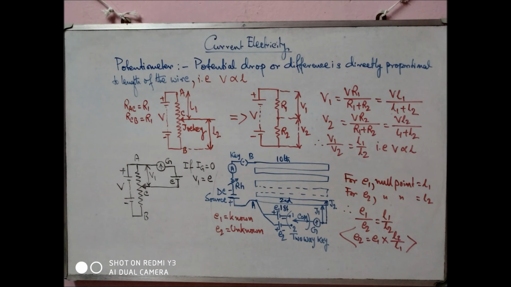There are 10 wires, counting from down: first, second, third, fourth, up to the top, the 10th. A and B are the two terminals. See here also, the A terminal is connected to positive, here also positive, that is the DC source.